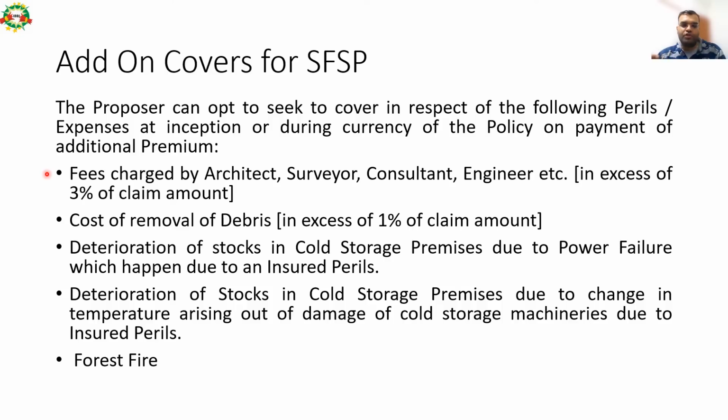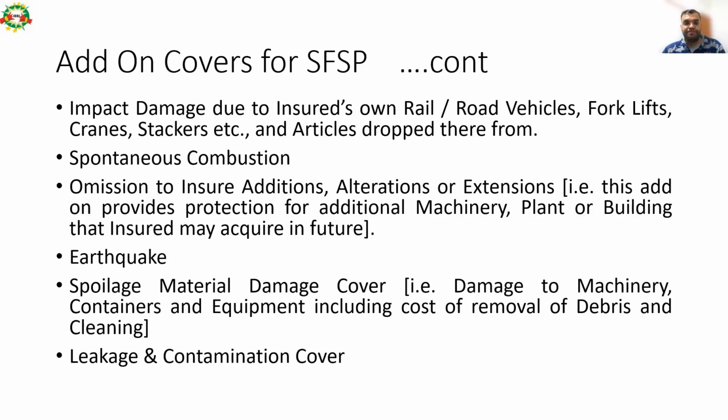Deterioration of stock in cold storage premises due to power failure which happened due to an insured peril. This is also important from the theory point of view, a 1 mark theory question in the IBBI exam. Deterioration of stock in cold storage premises due to change in temperature can also be purchased by paying extra premium. Damage of cold storage machinery due to insured peril, and forest fire. Impact damage due to the insured's own rail or road vehicles, forklifts, cranes, stackers, and articles dropped from them. So this can be purchased as an add-on.